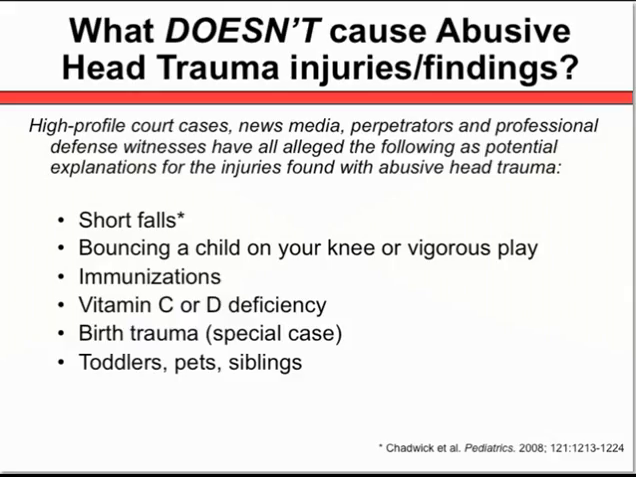Shortfalls can cause injury, and they can cause serious injury. However, those injuries look very different than those that we see in abusive head trauma. The case of birth trauma is a special case because a normal vaginal delivery can involve subdural hemorrhage and retinal hemorrhages. However, those tend to resolve within 1 month after birth, and there are several features between the two that make them easily distinguishable when a child abuse pediatrician is evaluating the case.